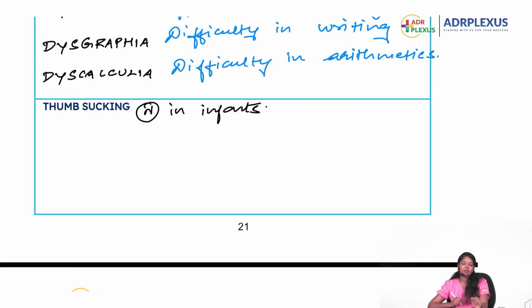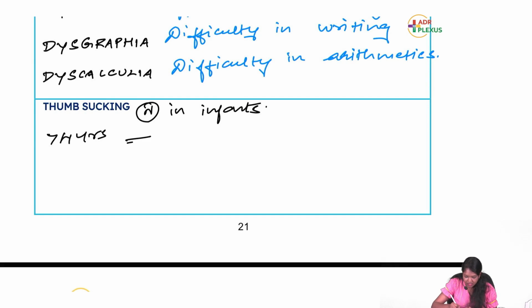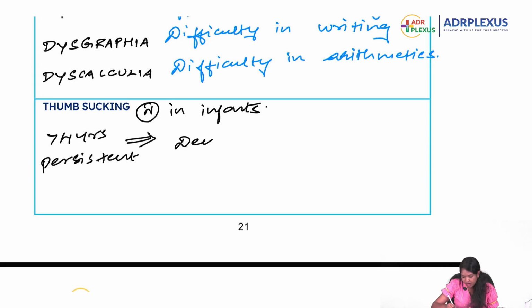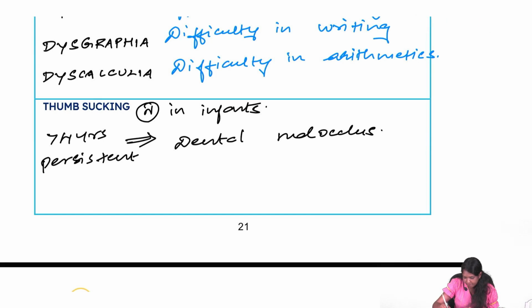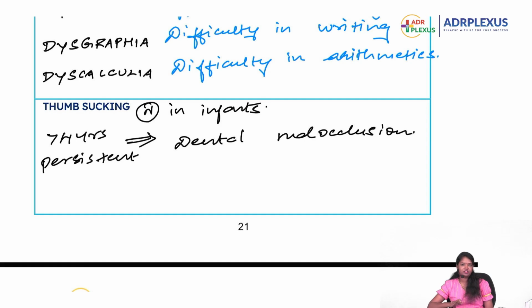Because of comfort. The baby finds comfort in anxious situations. That is why the baby is thumb sucking. It is normal in infants. Please don't pull out their thumb. Okay, it is normal in infants. After 4 years, if it is persistent, it can cause dental malocclusion. Okay, dental malocclusion is possible after 4 years if it is persistent. Before that, don't do anything. Okay.